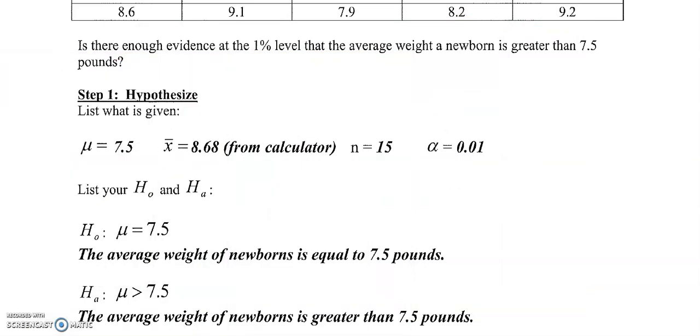So we know that X bar, I'm going to round to 8.68, N is 15, there are 15 samples, and our alpha this time is 0.01.